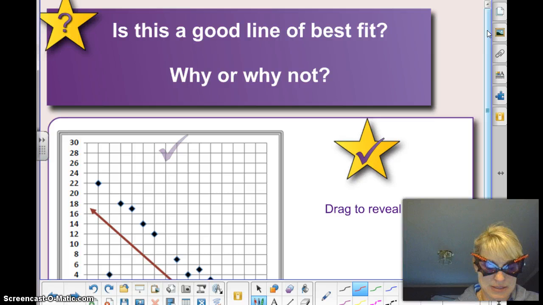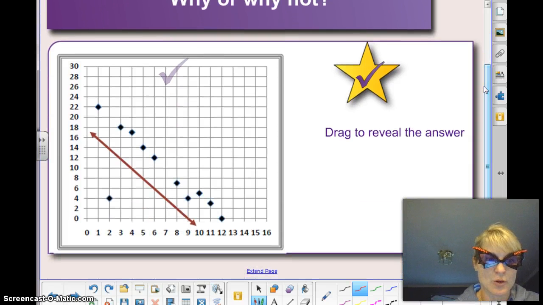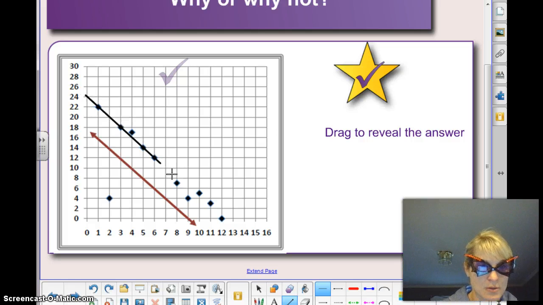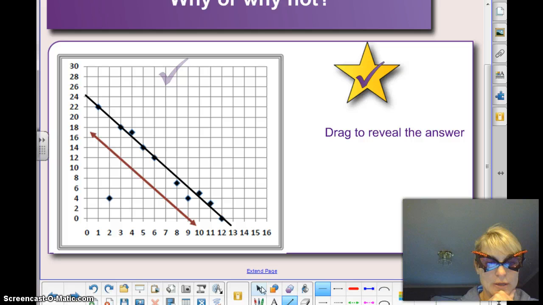This one says, is this a good line of best fit? Hopefully looking at this, you should say, no, that's definitely not a line of best fit. My line of best fit should be going through these points here, right? So I might draw it something like this, so that it's going through most of the points, and there's a few above and a few below, okay?